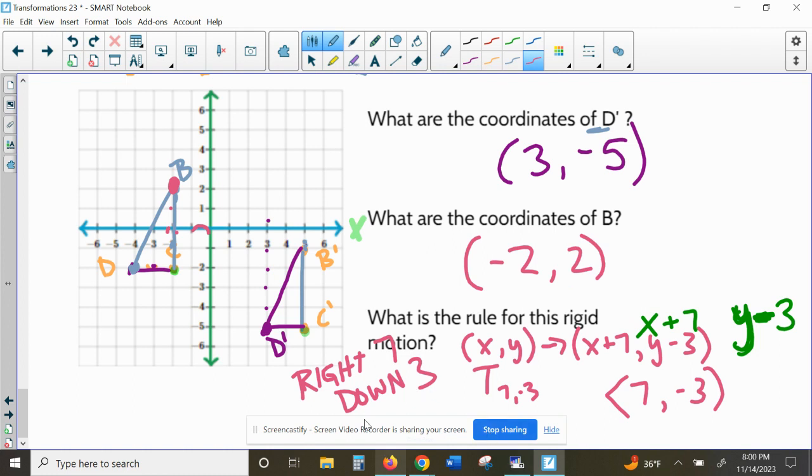Make sure that this gets glued in your notebook on page 34 and add to your table of contents. You're going to be writing translations on line P. Line P, page 34, translations.